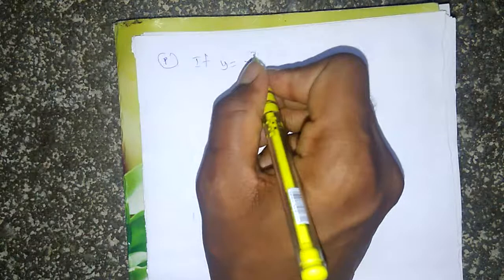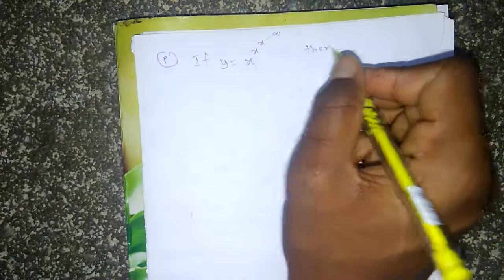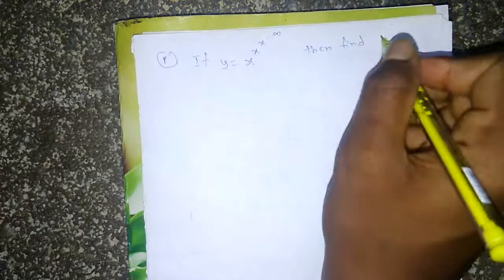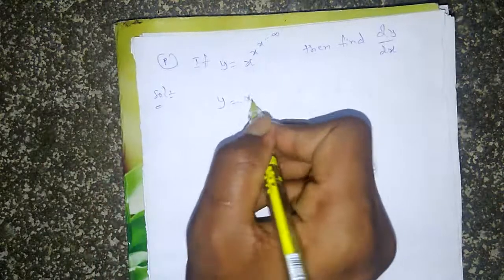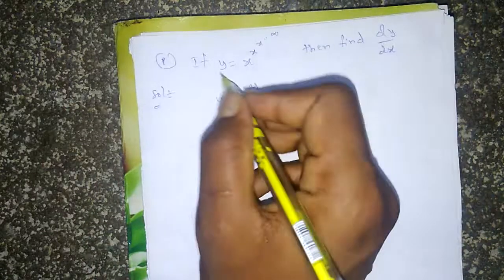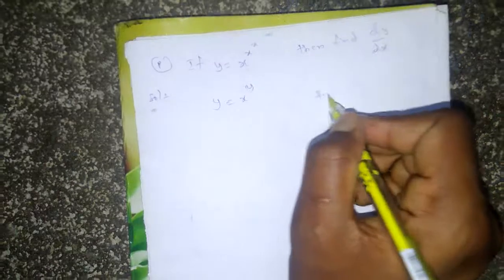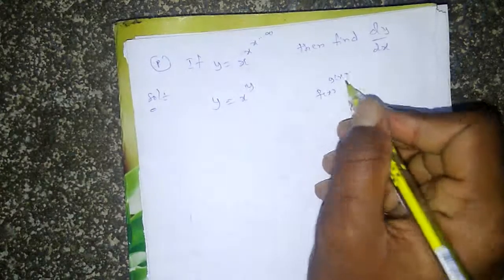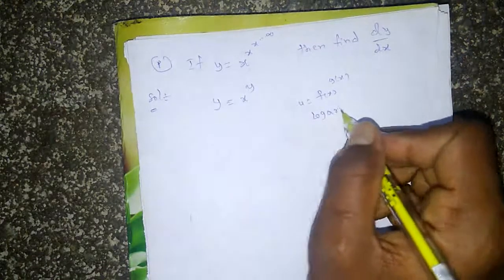Our next problem is, if y is equal to x power x power x power and so on infinity, then find dy by dx. So here y can be written as x power y, because x is repeating, so this will be again equal to y. Now this is in the form of f of x power g of x, so we use logarithmic differentiation.